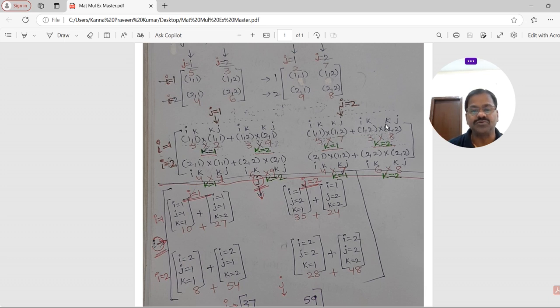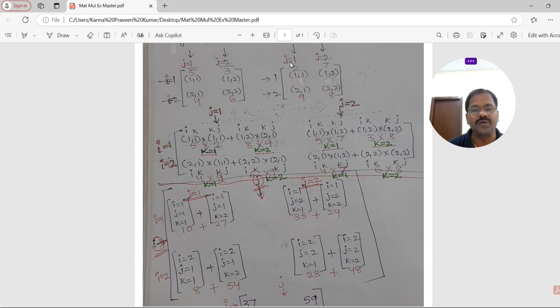You see here the total is J is 2. Here J is 1. You see here K1, K2. J is 1, J is 1. This is the total jth column. J is 1, and here J is 2 in the vertical column. Here K is 1, and here also K is 2. Here K is 1, K is 2.